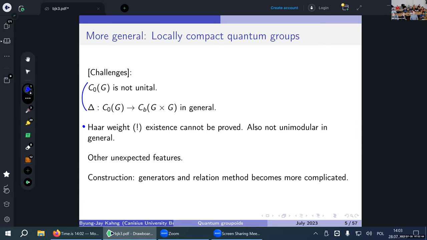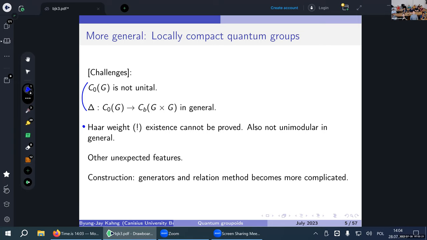existence of the Haar measure, the Haar weight in this case. Because it's not compact, you have to think that taking the integral of a function over the whole thing actually goes to infinity. So it's a weight, but unlike the ordinary group case or even the compact quantum group case, the existence of this Haar weight cannot be proved. That means it has to be attached together with the definition. And then there are some other things.